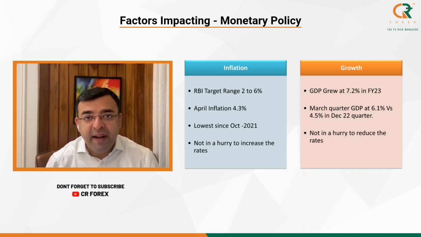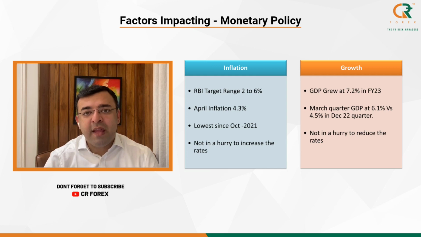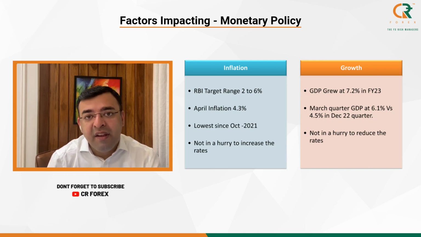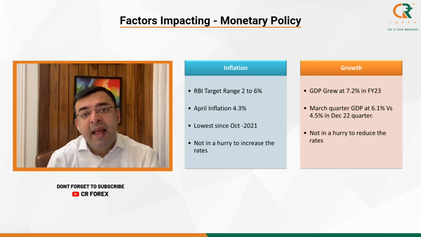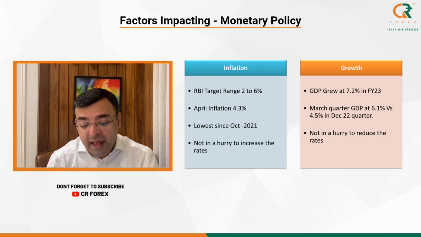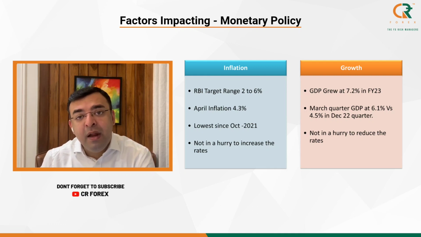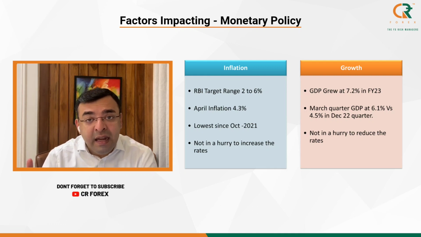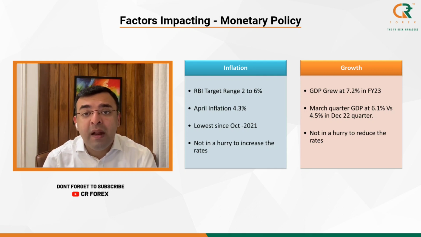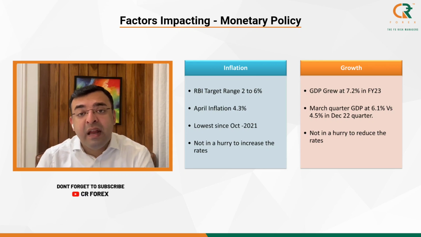The second important factor which RBI considers before making a decision on the monetary policy is growth. Now the GDP growth for FY23 came at 7.1%. In the March quarter, the GDP grew at 6.1% versus 4.5% in December 22. Basically, it indicates that growth is intact. So RBI will not be in a hurry to decrease the interest rate in the current monetary policy.